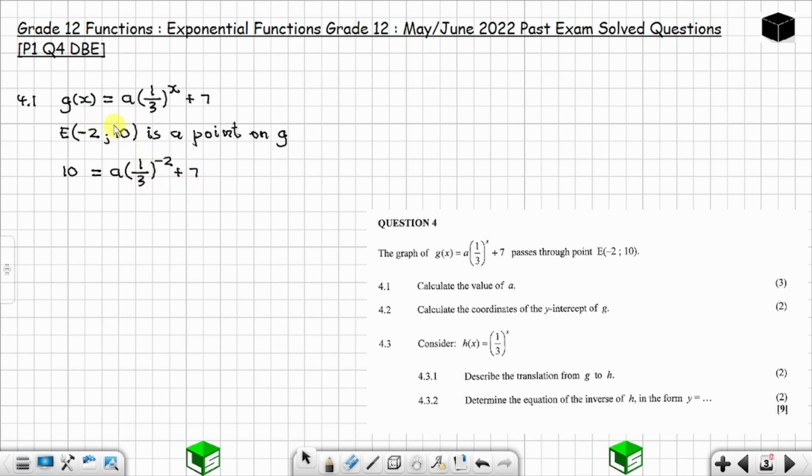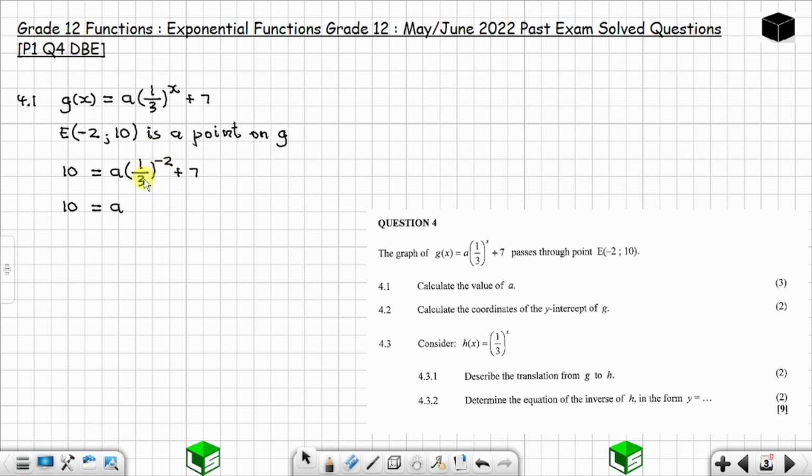Okay, so you can see I have used this point. There's my x, this is my y. Your y is your g of x, you replace it, and the first coordinate, negative 2, is your x, you replace it there. Now we can calculate for a. You have 10 equal to a, and this you can raise to the power of negative 1. Remember, negative 2 is equal to 2 times negative 1. So I can raise this to the power of negative 1 and remain with only 2 as the exponent.